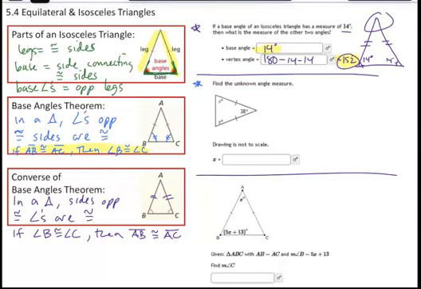Similar idea. You have this isosceles triangle, but here you're trying to find the base angle, what is each base angle, if you know what the vertex angle is. So see if you can find that, please.